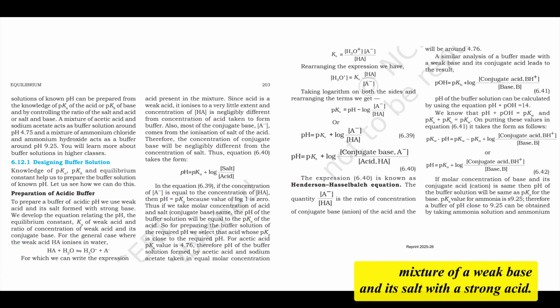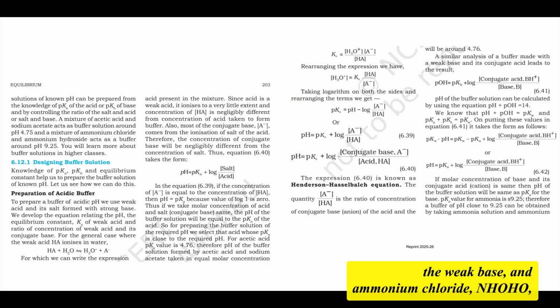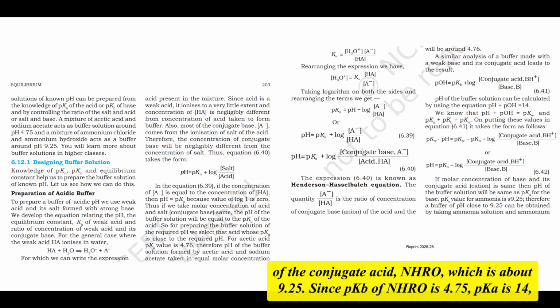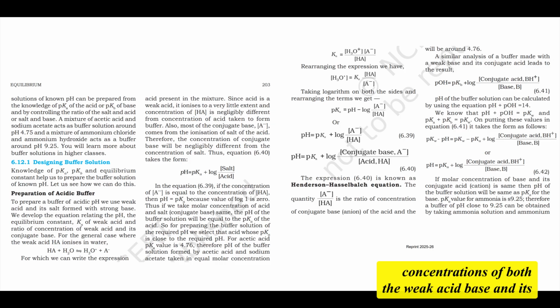2. Basic buffer. This is a solution containing a mixture of a weak base and its salt with a strong acid. The salt provides the conjugate acid of the weak base. The standard example is a mixture of ammonia, NH3, often written as NH4OH in water, the weak base, and ammonium chloride, NH4Cl, the salt providing the conjugate acid NH4+. This buffer system is most effective around the pKa of the conjugate acid NH4+, which is about 9.25. Since the pKb of NH3 is 4.75, pKa is 14 - 4.75, which yields 9.25. The key is having significant concentrations of both the weak acid or base and its conjugate partner present in the solution.